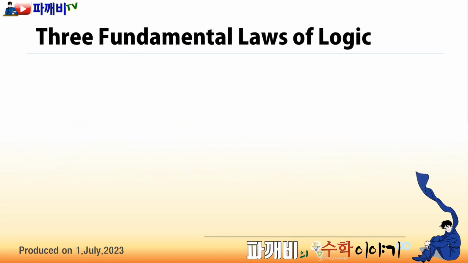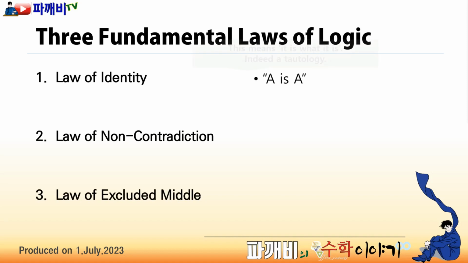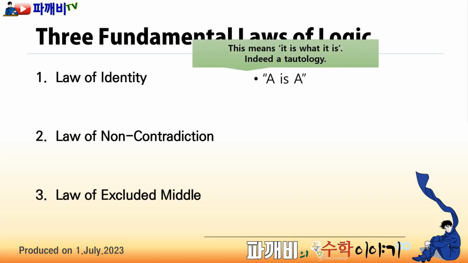Next, there are three more fundamental laws of inference than the modern syllogism. These are the law of identity, law of non-contradiction, and law of excluded middle. The content of the law of identity is A is A. This is equivalent to saying it is what it is, which is indeed a tautology.